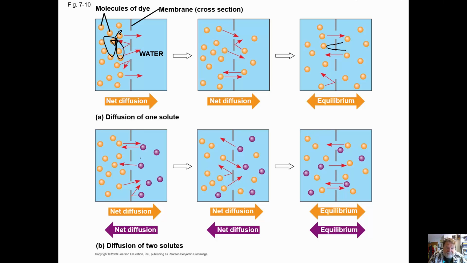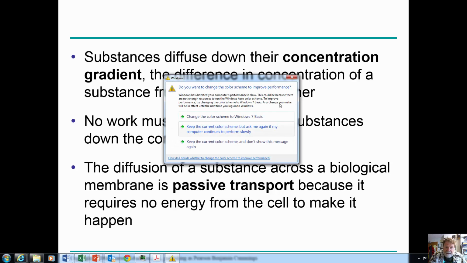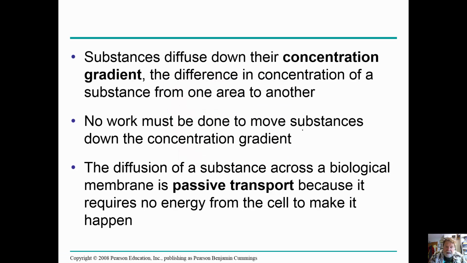Again, if we have two different sets of molecules, we can have them going in the opposite direction, and that will still work. Again, the energy that's driving this is basically Brownian motion from the temperature that everything we know that's alive has. Substances move down their concentration gradients, the difference in concentration of a substance from one area to another. So the higher the concentration, the less likely that material is going to move towards that situation.